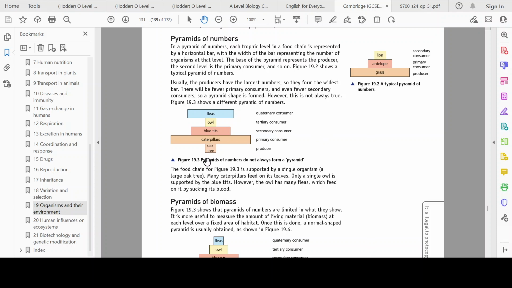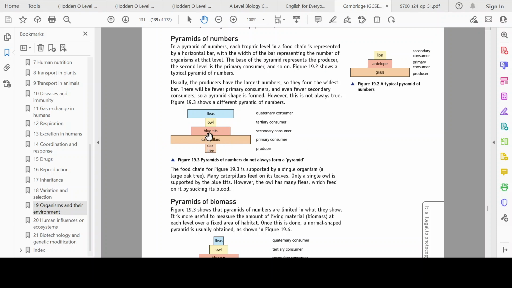But sometimes it looks like this over here in figure 19.3. So, an oak tree. Now you could say, well, an oak tree has a lot of leaves. Yes, but we're not counting the leaves. We're taking the tree as one organism. And so you have only one oak tree, and there are a lot of caterpillars on that oak tree. And so you can see that the number is much greater as compared to the oak tree.